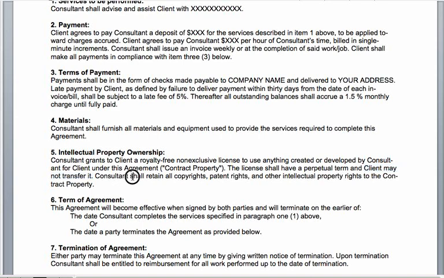You also want to include here that you as the consultant retain all copyrights, patent rights, and other intellectual property rights. Now granted, depending on the sort of consultancy or service you provide, it may be more suitable to grant those copyrights and other intellectual property rights to the client, but in general it's more advantageous for you to retain those rights. So that's why I include that clause here, and it's worked well for me.